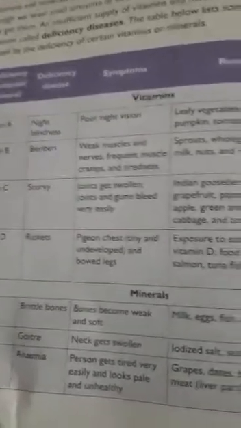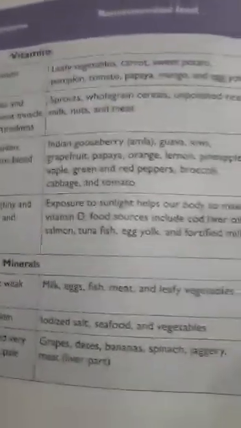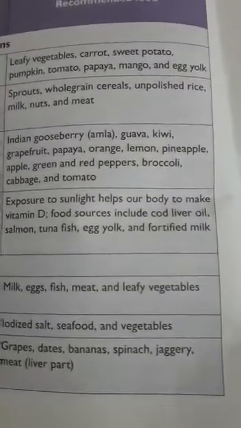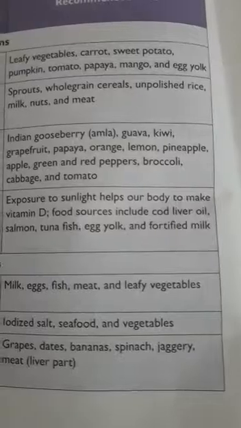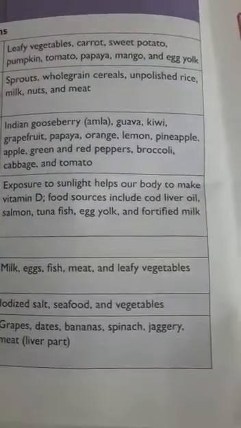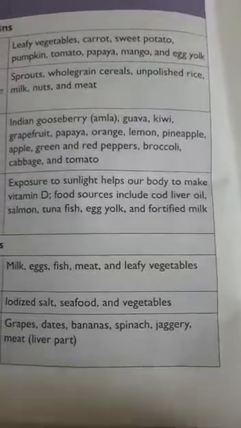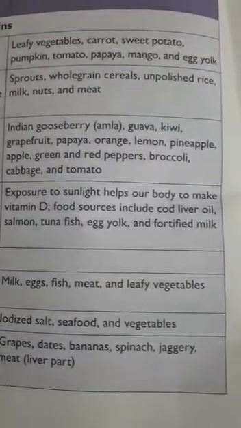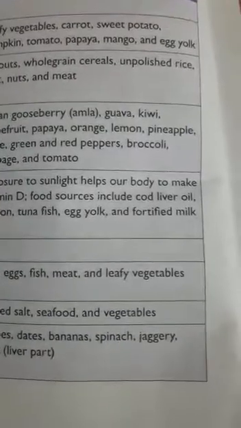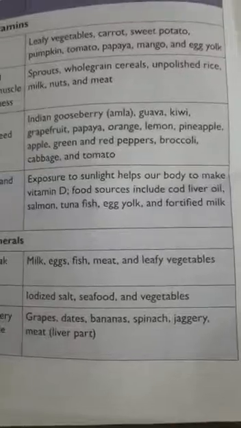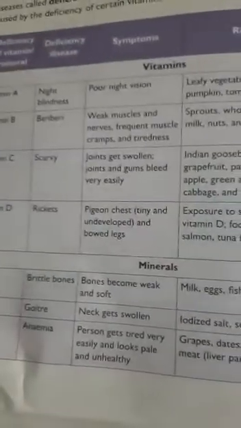So to avoid these diseases, you should take vitamin B in proper quantities. Rich foods are sprouts. What are sprouts? When we soak pulses and beans in water the whole night, and they grow a small baby plant, that is called sprouts. So sprouts, whole grain cereals, unpolished rice, milk, nuts, and meat are the sources of vitamin B. Okay, next is vitamin C.